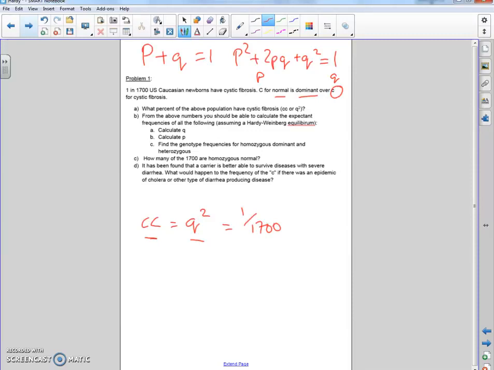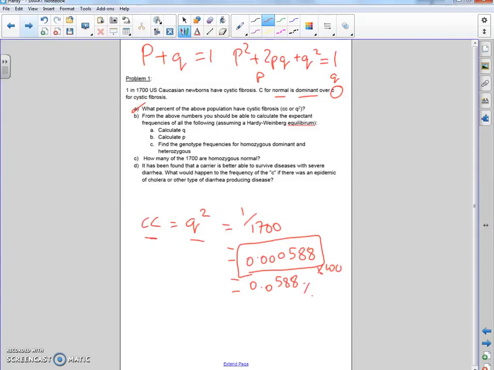It says, what percentage of the above population have cystic fibrosis? So they want CC, or Q squared. Well, we've said it's 1 in 1,700, and if you calculate that, it's 0.0005888. To get the percentage you just times it by 100, which gives 0.0588. So 0.0588% of the population will have cystic fibrosis. But as a proportion of the population who have it, that's this one right here. So we've answered A.